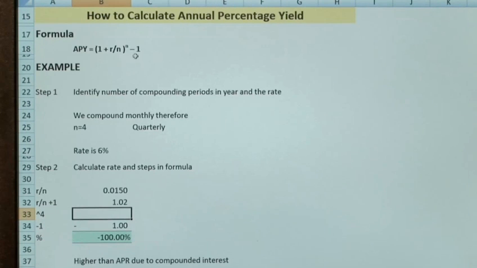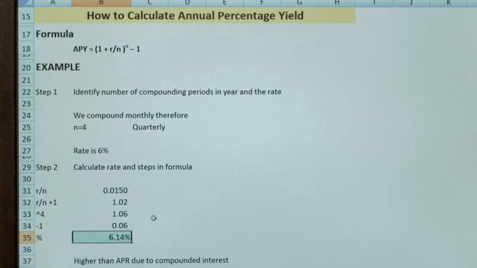We then need to put it to the power of compounding periods, so we said earlier that n was 4, so therefore we need to put it to the power of 4, so we've got 1.02 to the power of 4, gives us 1.06. The final bit of the equation was to take 1 away from this figure, it's simply that, less 1, and that's the equation complete.